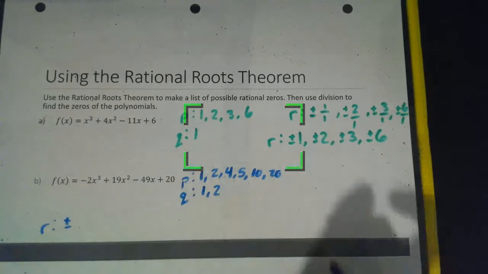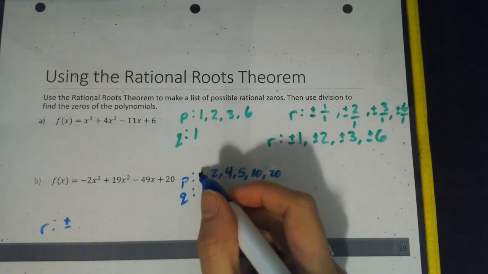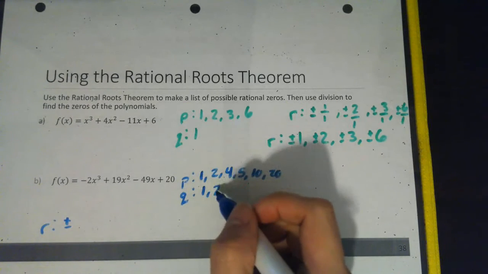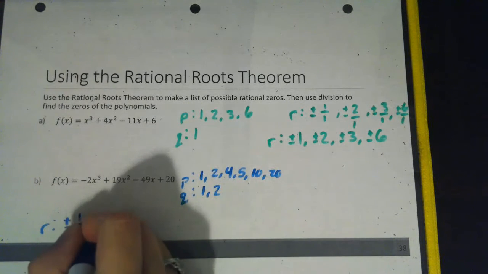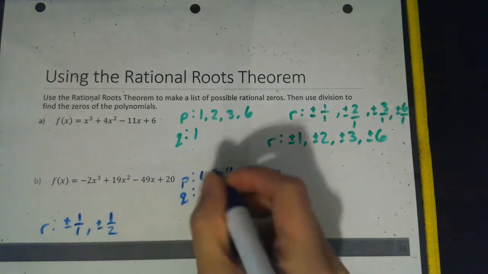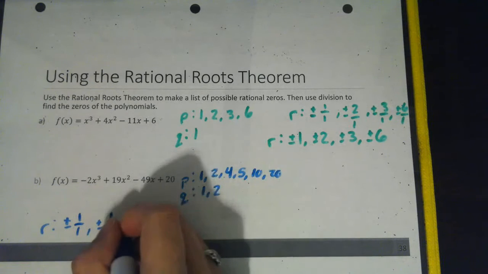We could have plus or minus. What I'm going to do is take each P value and put it over each Q value. So I'll have 1 over 1 and 1 over 2. Then I'm going to do 2 over 1 and 2 over 2.